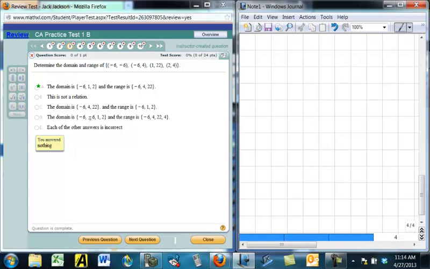Notice the problem with D is you've listed things twice, which is not allowed. I think the problem with C is they're backwards, and the problem with B is it really is a relation. They are sets of ordered pairs.